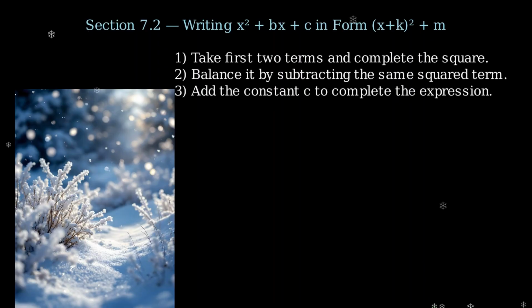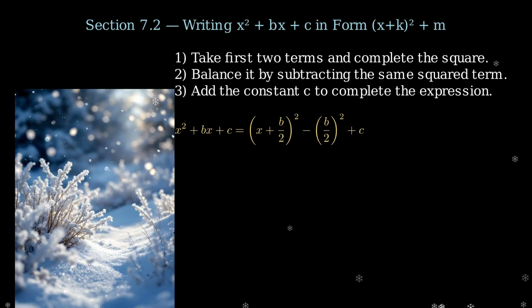More general quadratic expressions can also be written in this form. To do this, first take just the first two terms and add the square of half of b. Second, rewrite the binomial by subtracting that same added value to keep it balanced. Third, add the original constant c to complete the vertex form expression.